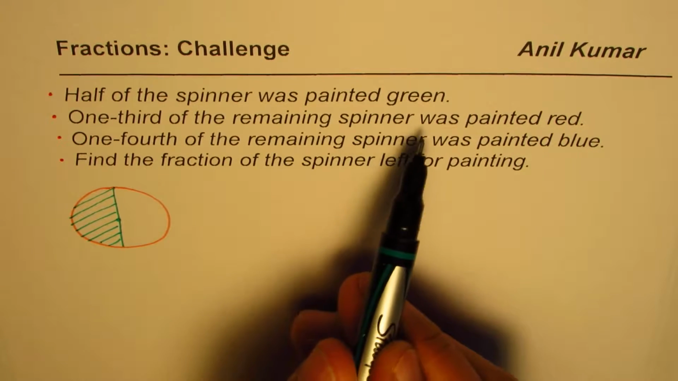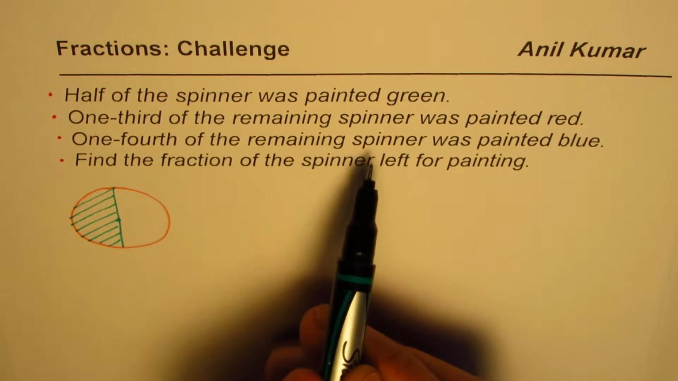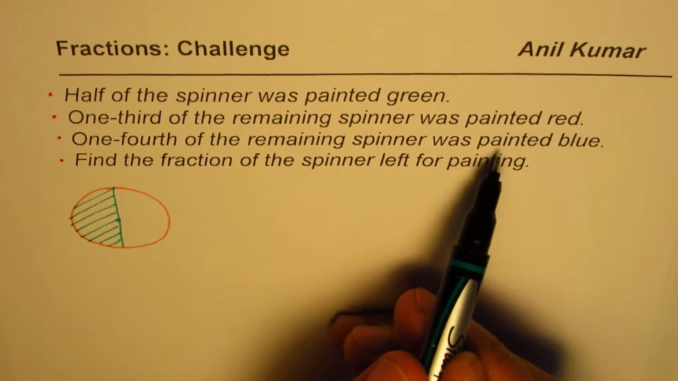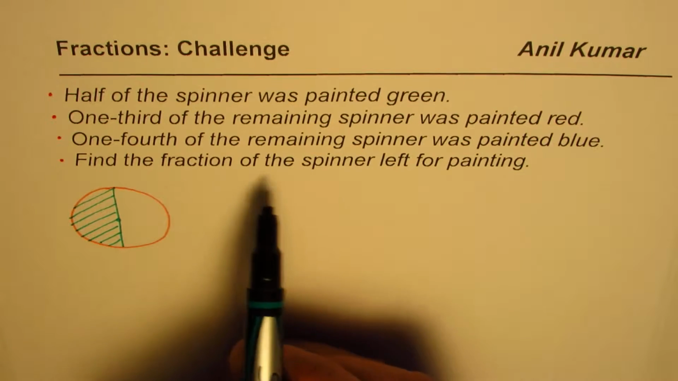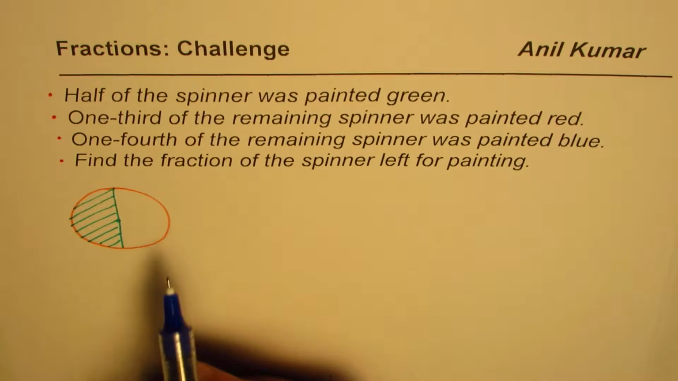1/3 of the remaining spinner was painted red. 1/4 of the remaining spinner was painted blue. Find the fraction of spinner left for painting. So that is the question for you. I hope you have understood it. Now you can pause the video and answer the question. Now I'll show different approaches to answer this spinner question.